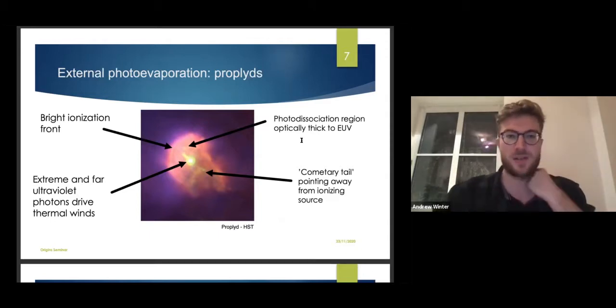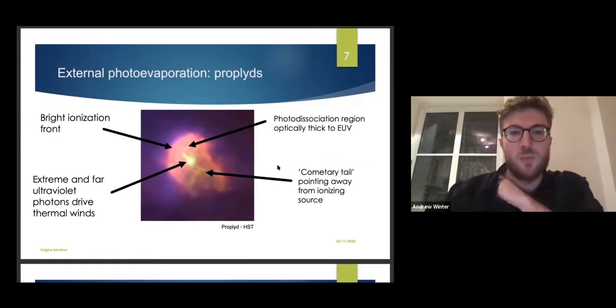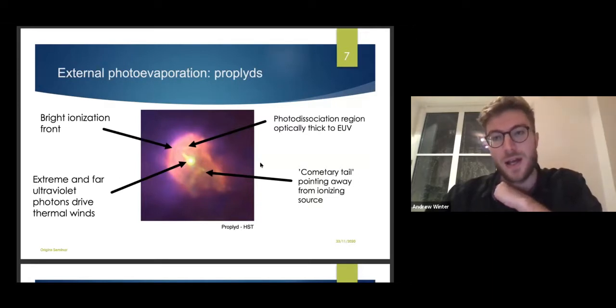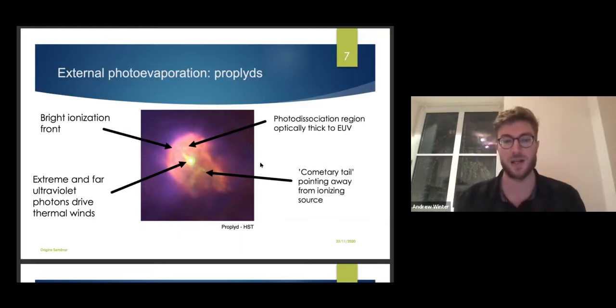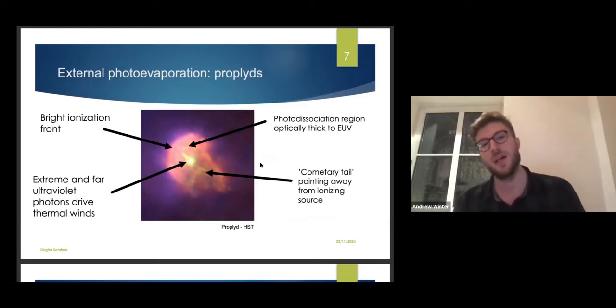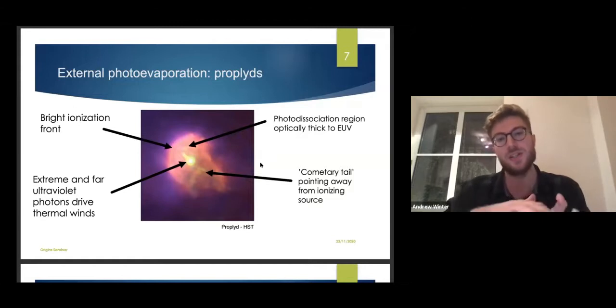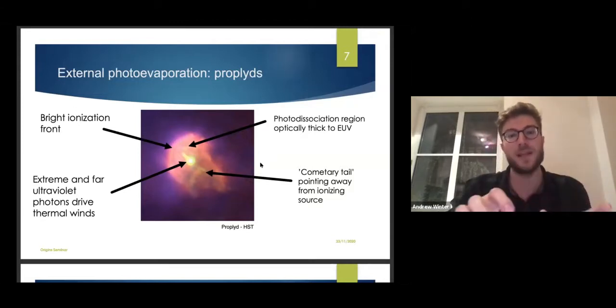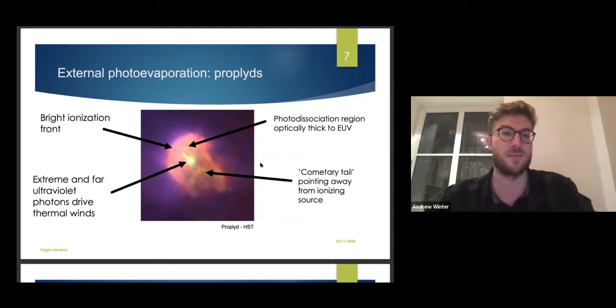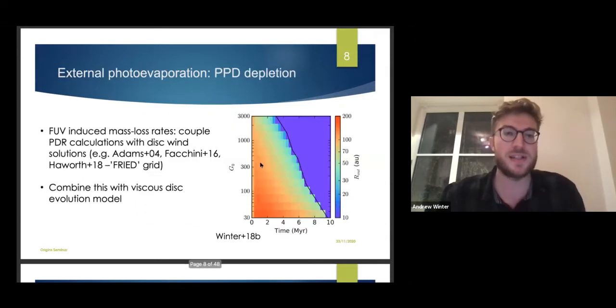And this is an HST image of a proplyd. And what you're actually seeing is an ionization front. So in this sort of model of what we're seeing here, you have FUV photons that can penetrate down to the disk surface, heat up the disk, and photodissociate molecules, and this drives a thermal wind, which essentially shields the disk from the extreme ultraviolet photons, which then illuminate this bright cometary structure. And this is what you see as a proplyd. But you don't necessarily need to have a proplyd in order to have rapid mass loss rates.